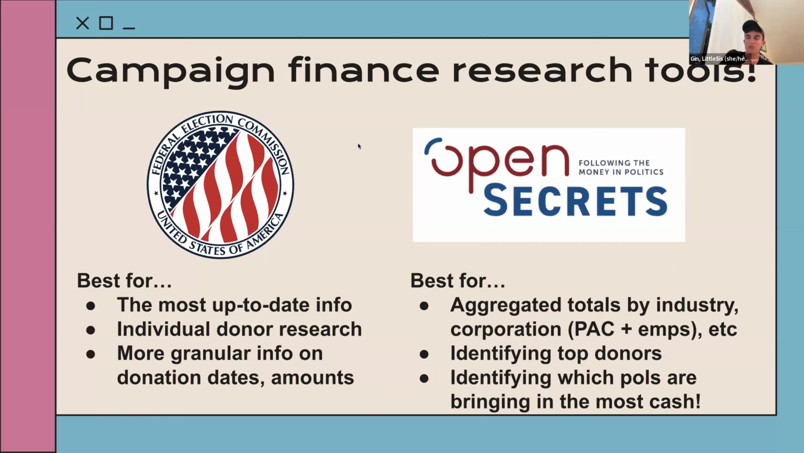Then after Rob shows that, I'm going to walk us through some of the cool features of the OpenSecrets database. OpenSecrets is essentially an aggregator. It takes all of that FEC data and does a lot of interesting coding by industry and corporations, and it spits out a lot of totals and big picture numbers for us. So it's really great for identifying top donors and identifying which politicians are bringing in the most cash.